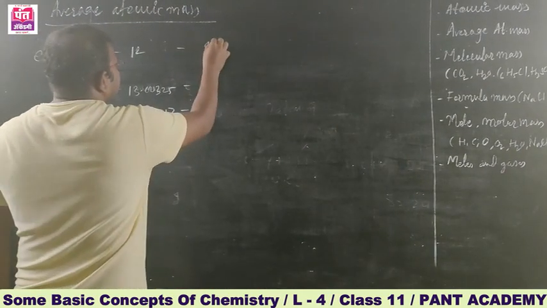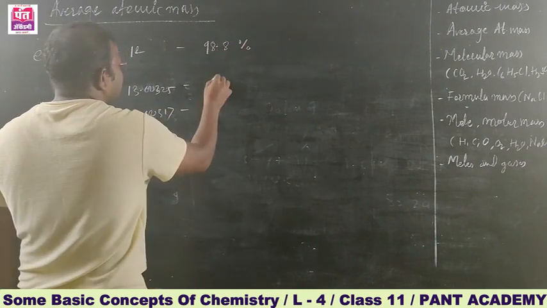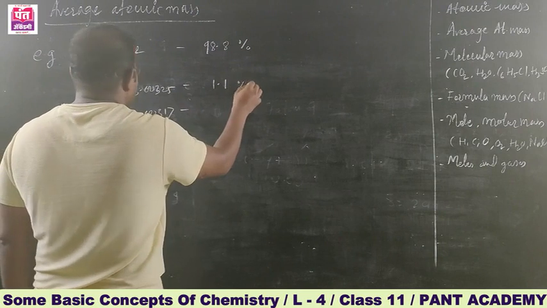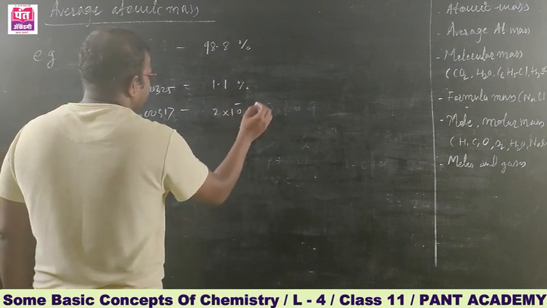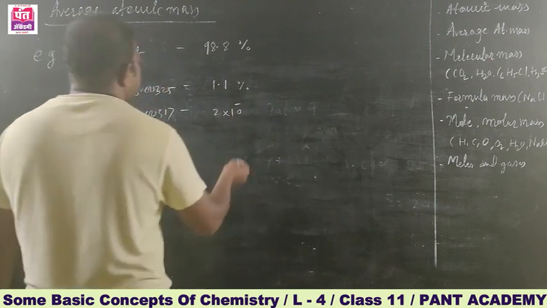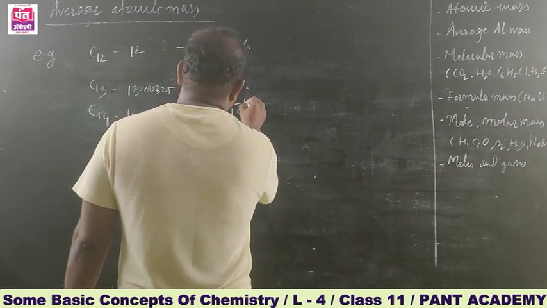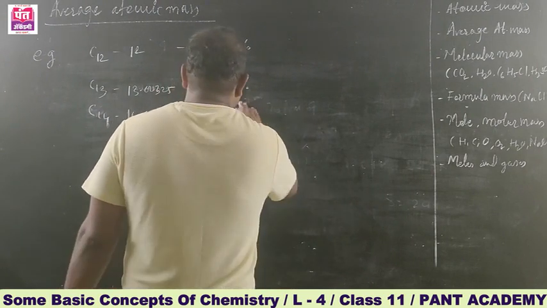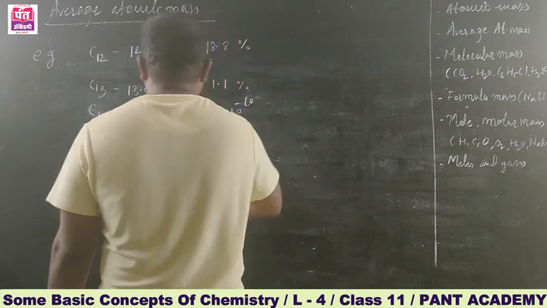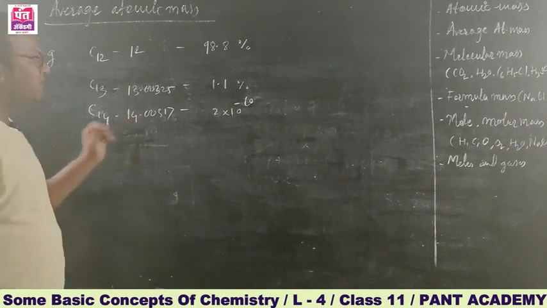Then their abundance, means in how much percentage they are found in nature. Carbon 12, it is 98.8%, C13 1.1%, and C14 about 2 into 10 raised to minus 10. Okay, so in this much amount it is found.